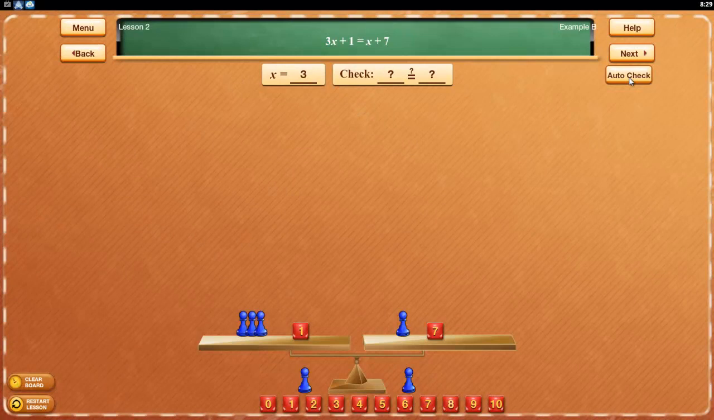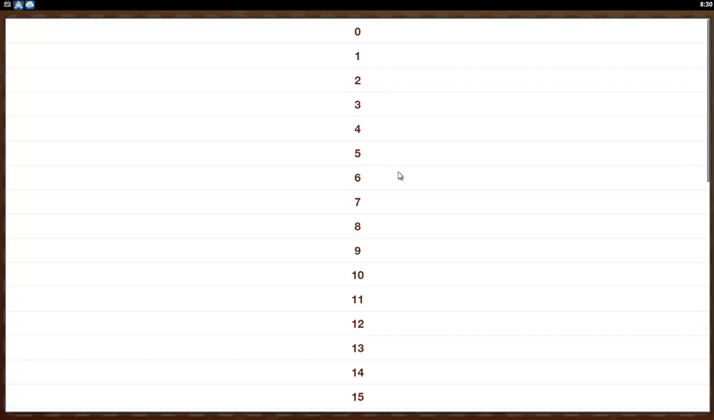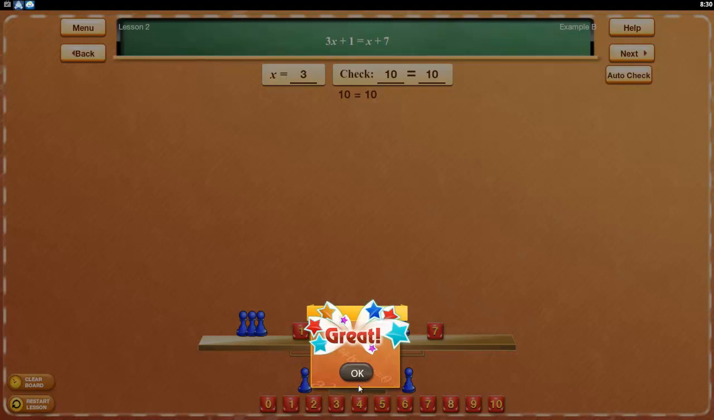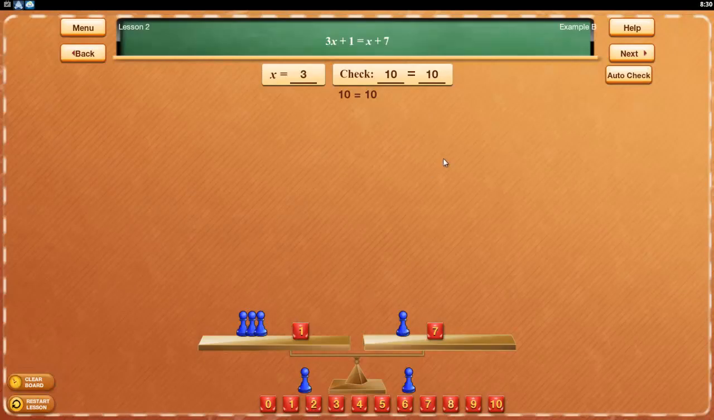I'm going to show you there's an auto check button, which will take into account the value of the pawn being 3 and calculate the left side of the balance, then the right side of the balance too. You see, it's adding 3 plus 3 means 6, plus 3, 9, plus 1 means 10. So 10 on the left side, 3 plus 7 means 10 on the right side. So this means our equation is correct. I'm just gonna add it in here to validate it.